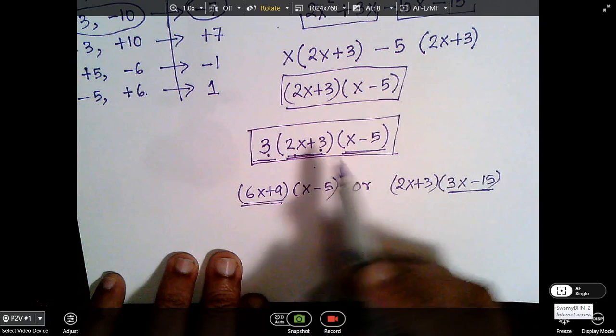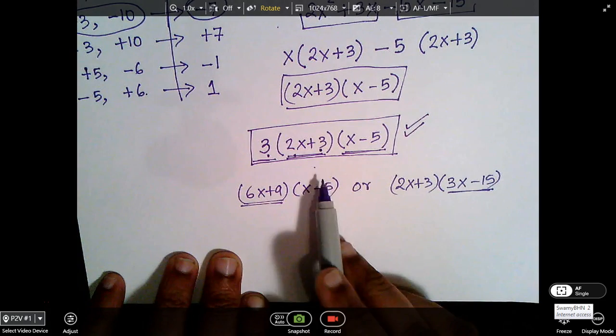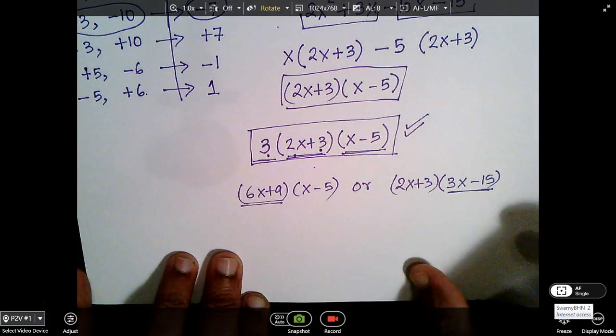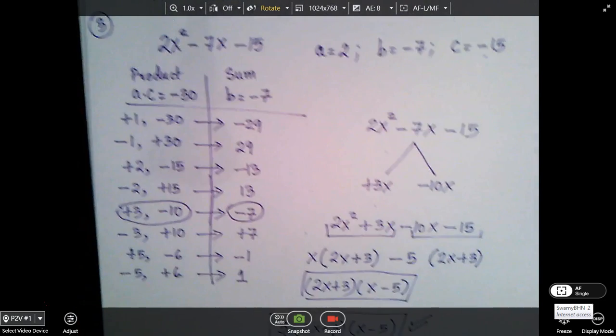So this is my answer. You can check it by multiplying them back. So that's about factoring a quadratic trinomial.